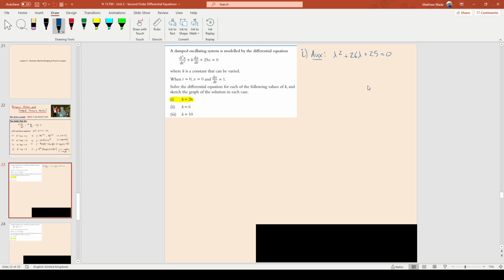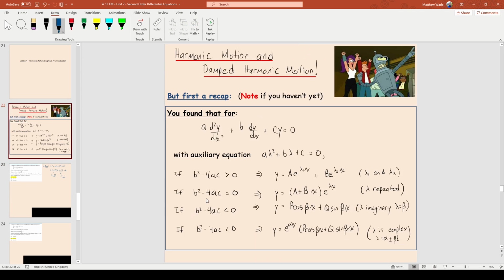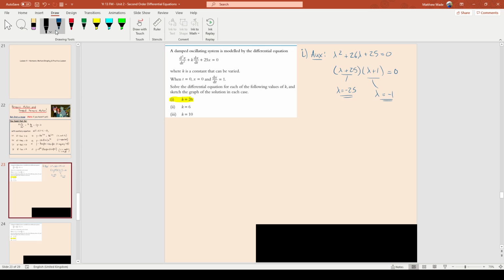Okay, so we don't know anything about the discriminant yet, so we'll just try to solve it. Oh, it does factorize, hooray! Two numbers that multiply to 25 and add to 26: it's lambda plus 25 and lambda plus 1, which means that we are in the lovely scenario that we have lambda equals minus 25, and lambda equals negative 1. So we're in one of those two solution scenarios, which means which of the four is it? Well, it's the top one, of course, because we've got these two together. Now that you can do all of them, you just have to know which one to put it into.